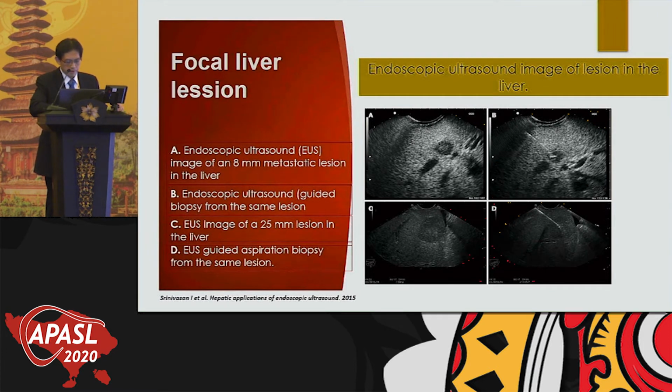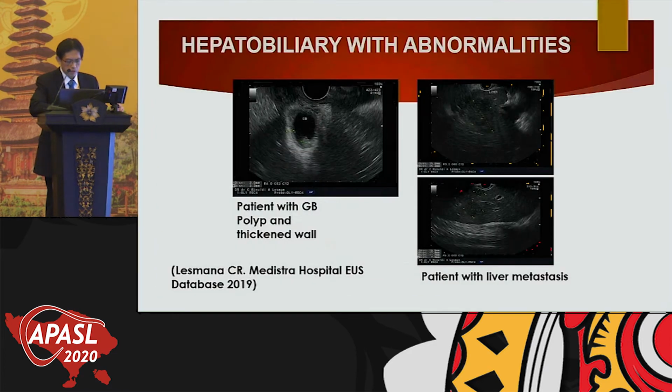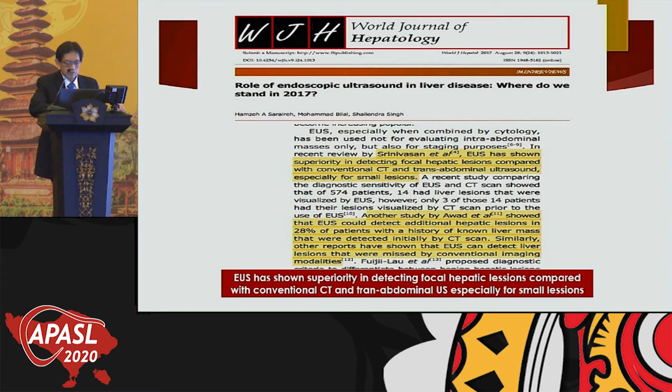And also aspiration biopsy. Also, we can see patients with a possible malignant gallbladder polyp and liver metastasis. So the question is the role of endoscopic ultrasound in liver disease. EUS has shown superiority in detecting focal hepatic lesions compared with conventional CT and transabdominal ultrasound, especially for small lesions.